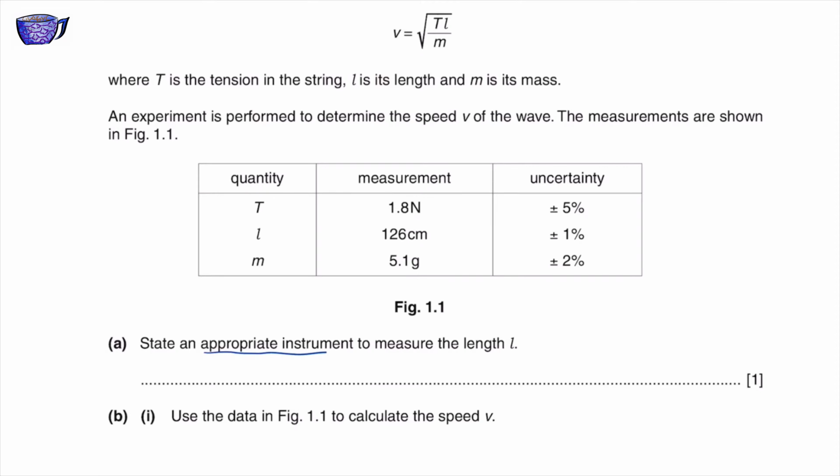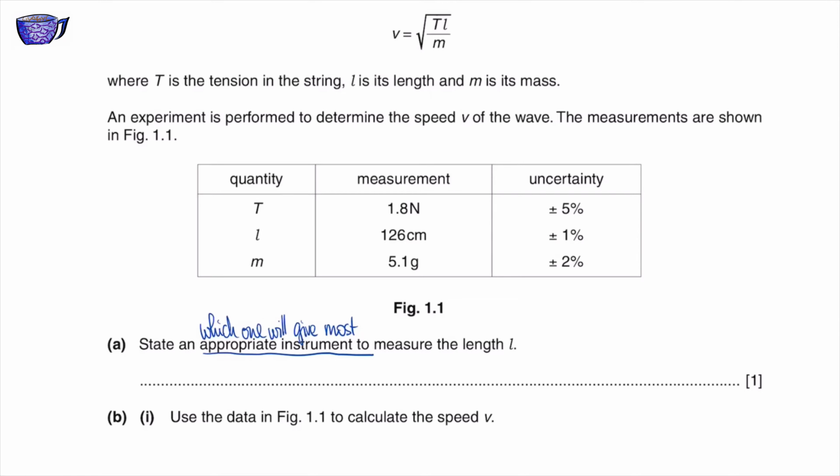The speed v of a transverse wave on a uniform string is given by the expression v equals root of TL over m, where T is the tension in the string, L is the length, and m is its mass. An experiment is performed to determine the speed v of the wave. The measurements are shown in figure 1.1. State an appropriate instrument to measure the length L.